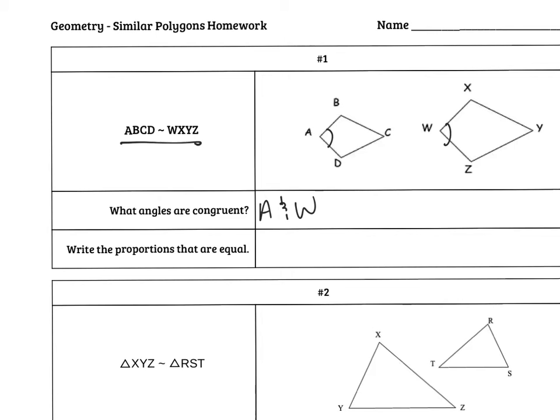The proportions, that just means tell me the side lengths that are congruent or that are proportional. So like AB and WX, which I know from the naming. So I would write AB over WX. And then you're going to do that for all four proportions, okay? That's all those problems are.